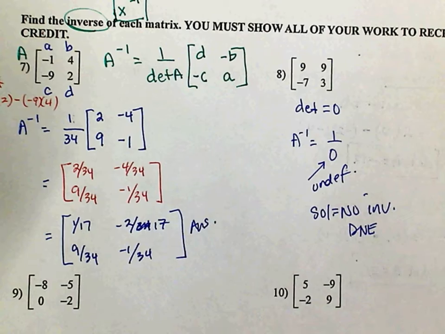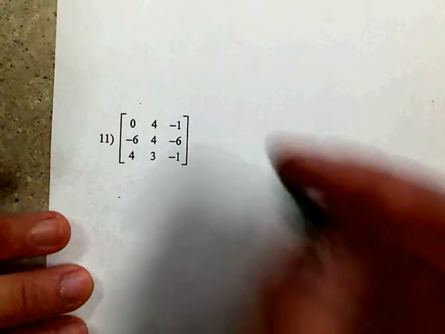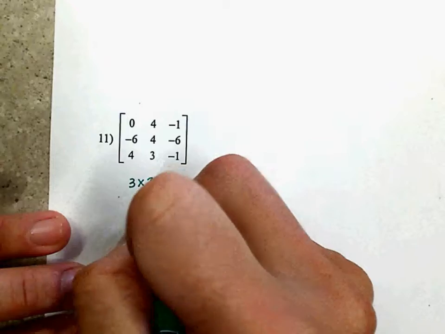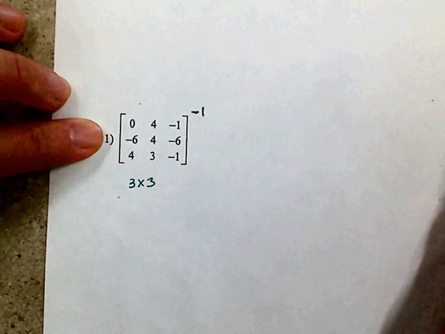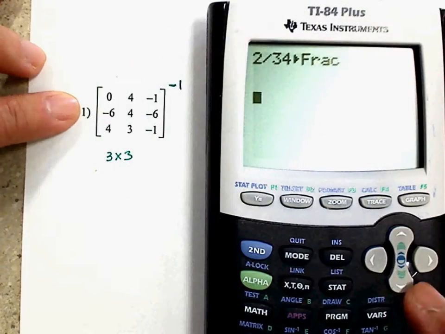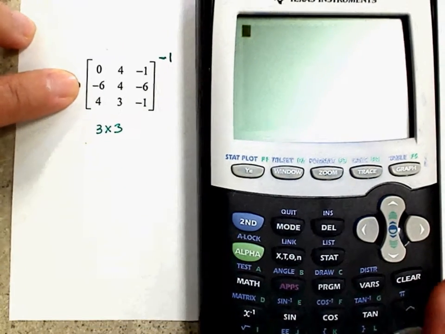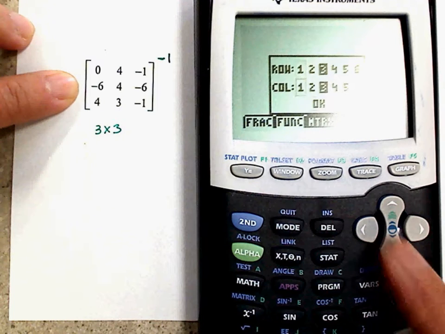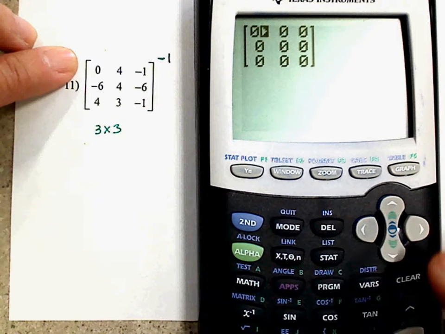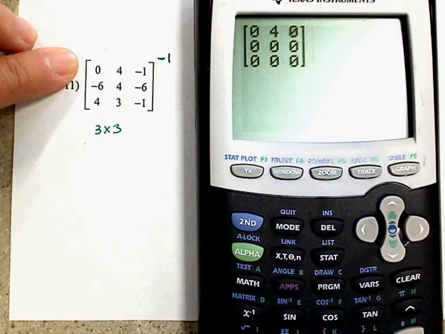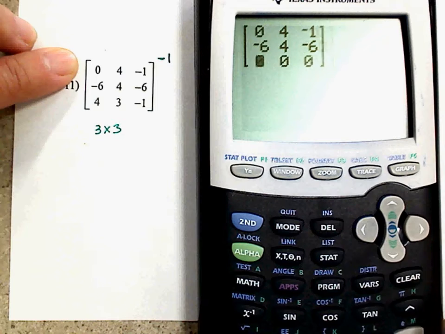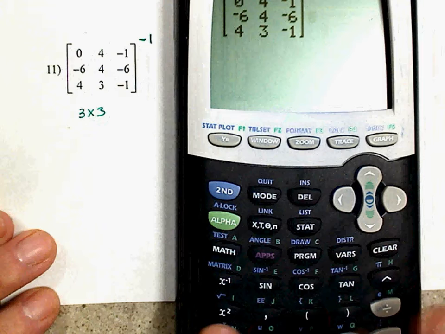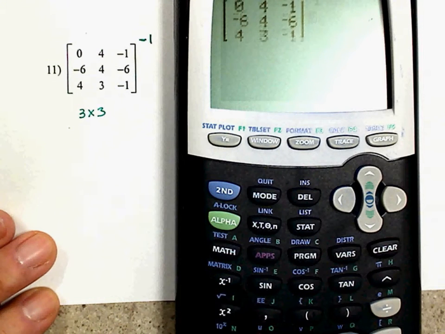All right, let's go to a 3 by 3. For a 3 by 3, remember that button I told you? Okay. Add that -1. I'm not going to expect you to show me work, so here we go. For a 3 by 3, alpha zoom, 3 by 3, 0, right click, 4, -1, -6, 4, -6, 4, 3, -1. See that button right there? There's your inverse.